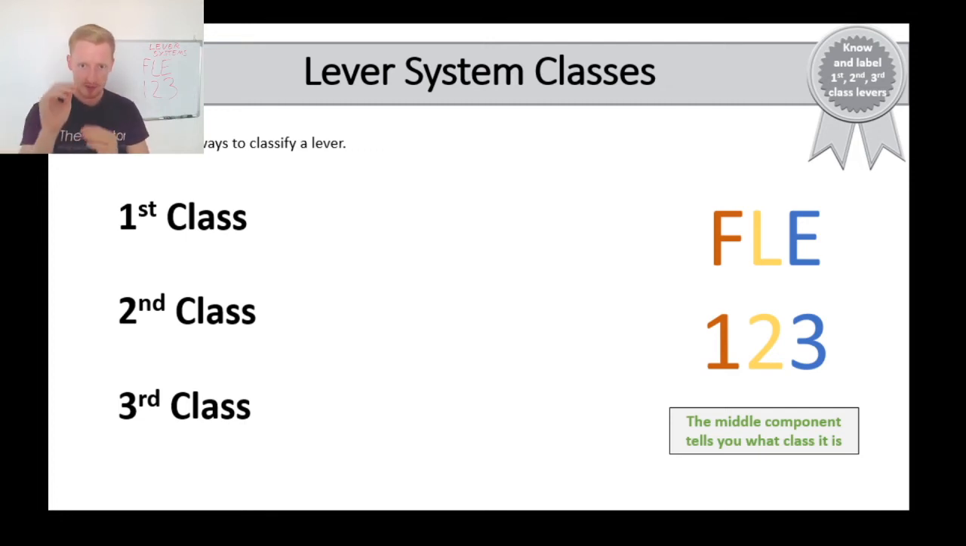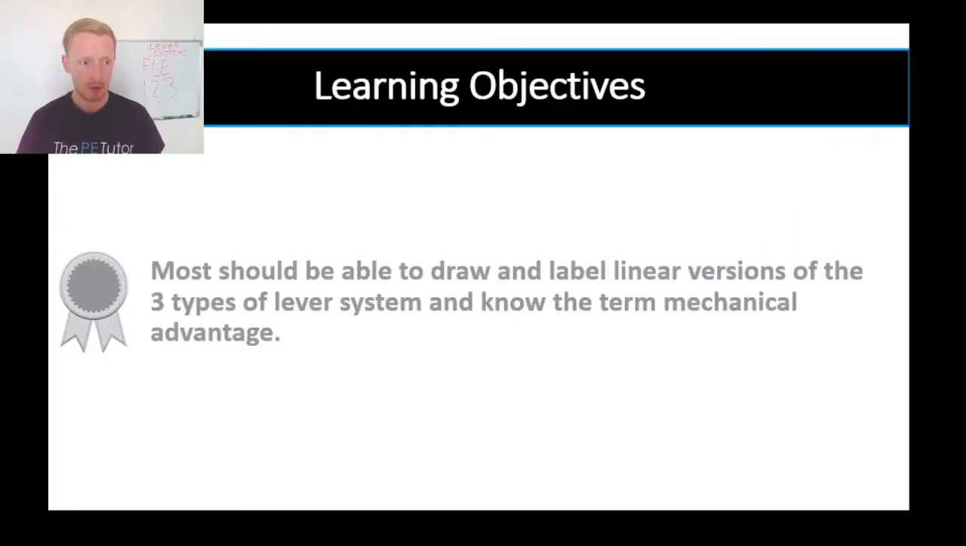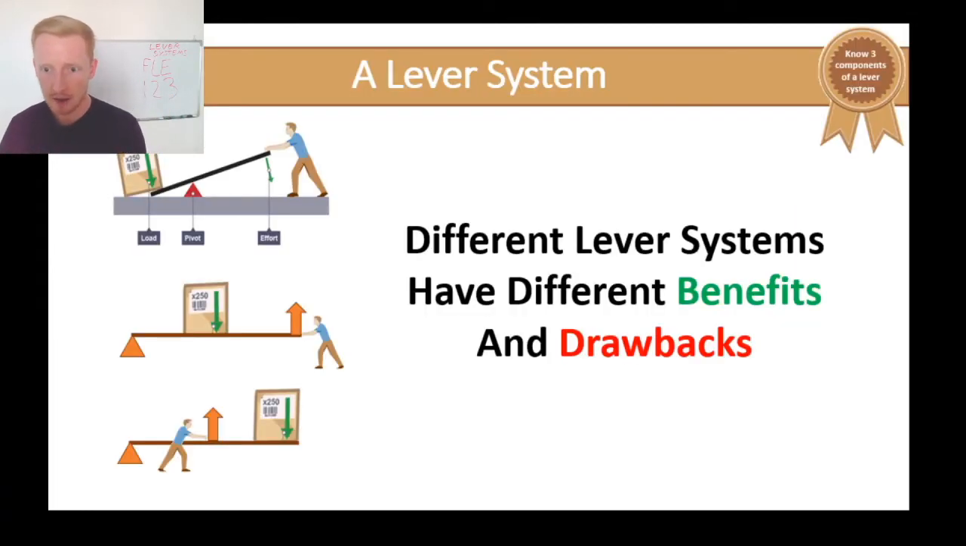When the fulcrum is in the middle, it's a first class lever. When the load is in the middle, it's a second class lever. When the effort is in the middle, it's a third class lever. So straight off the bat, let's look here. On that option 1, the fulcrum's in the middle. FLE, 1, 2, 3. F is 1, that will be a first class lever system.